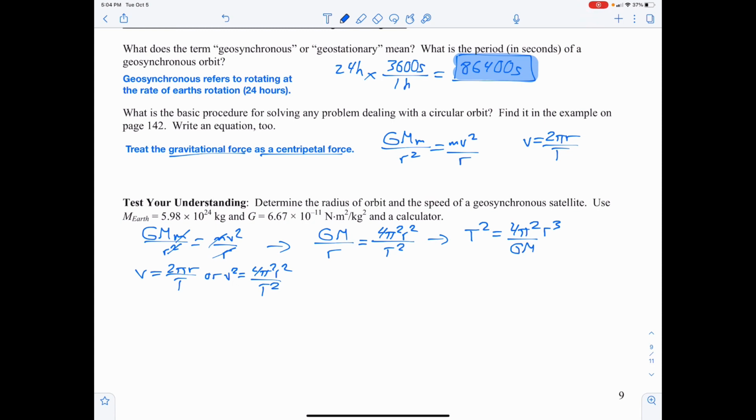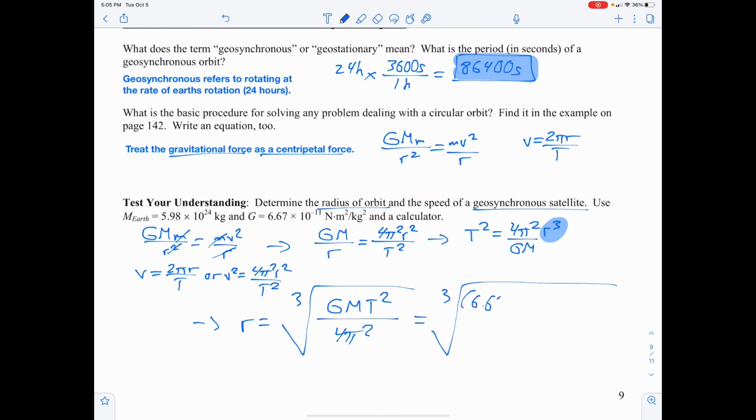Now, we are not comparing two different objects. We're looking for one particular variable from one particular object orbiting the Earth, so we're not going to use the proportion of T over r equals T over r. We're just going to use Kepler's third law and solve for radius. To solve for the radius, we multiply by GM, divide by 4 pi squared, and then cube root. So the radius is the cube root of G times M times the period squared over 4 times pi squared.